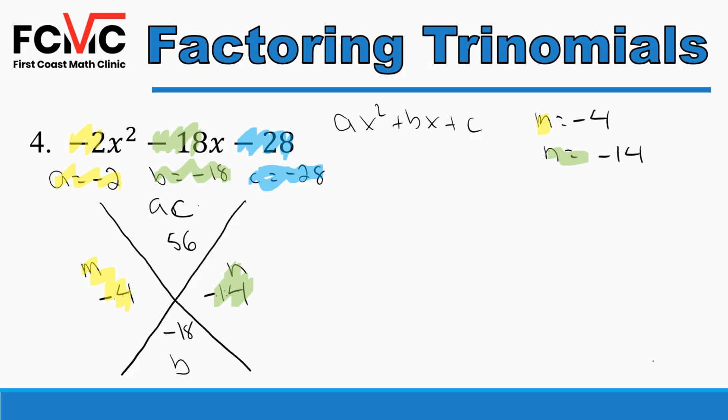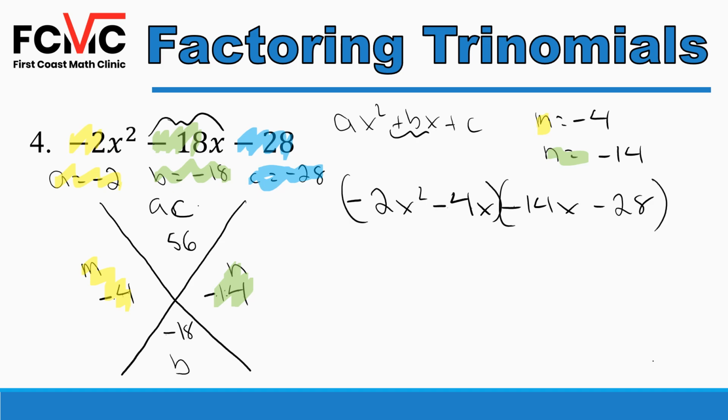And let's substitute negative 4 and negative 14 in for our B values. So I'm going to have negative 2x squared minus 4x minus 14x minus 28. All right, and again, negative 4x minus 14x gives us the negative 18x. So we're basically just factoring out that B value, and that allows us to create our binomials here and factor the trinomial.